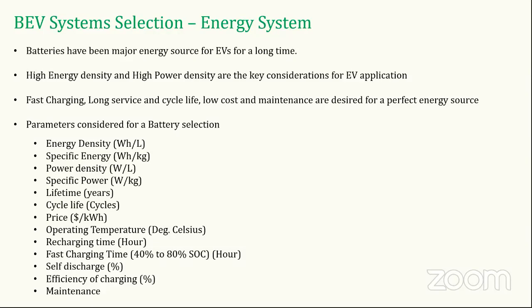These are considered to be the primary parameters, and we also have some secondary parameters like self-discharge. When the vehicle is stored, how the self-discharge takes place also determines the battery selection, the efficiency of the charging, and the maintenance cost related to the charging.